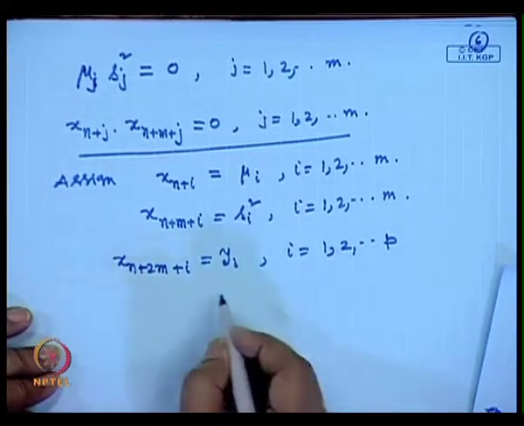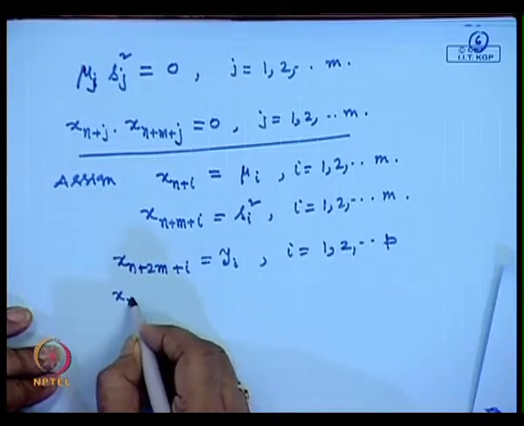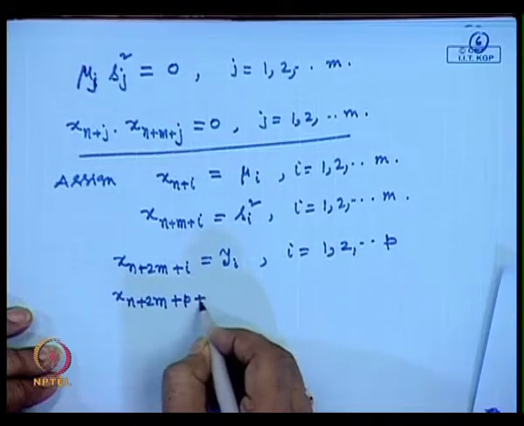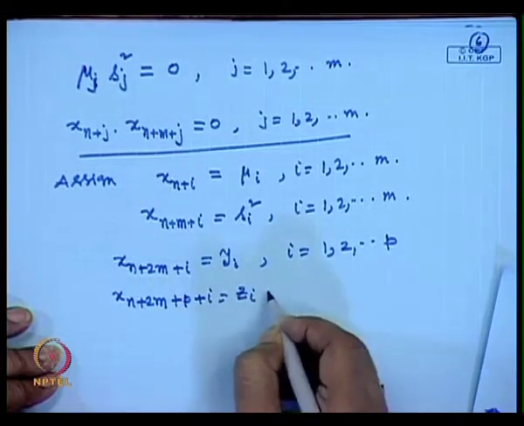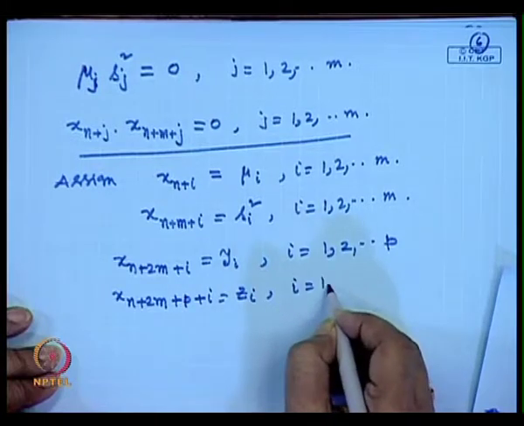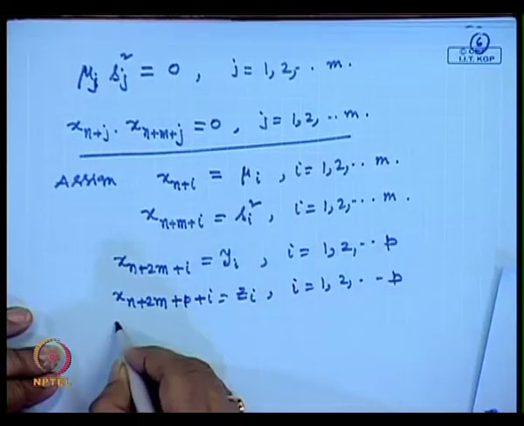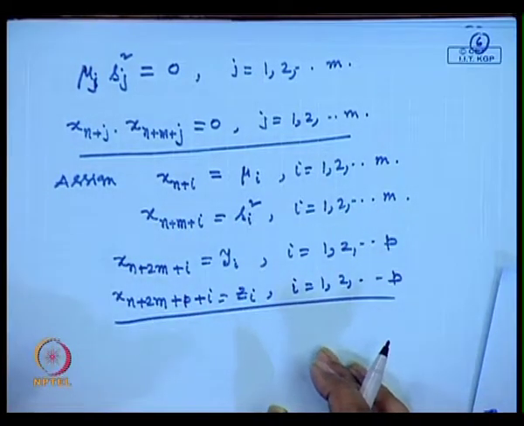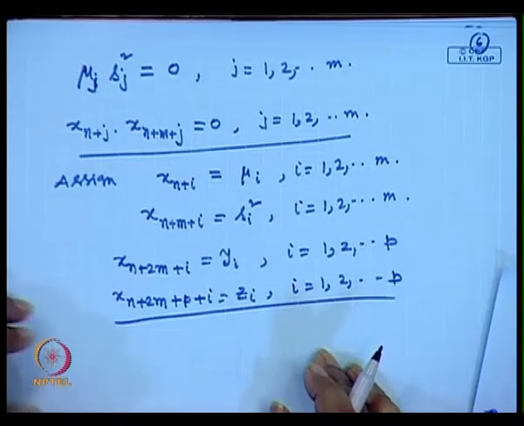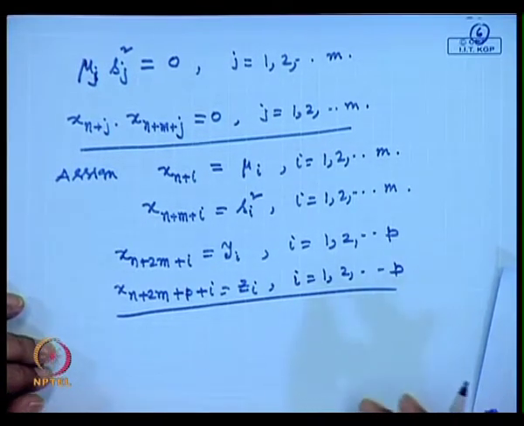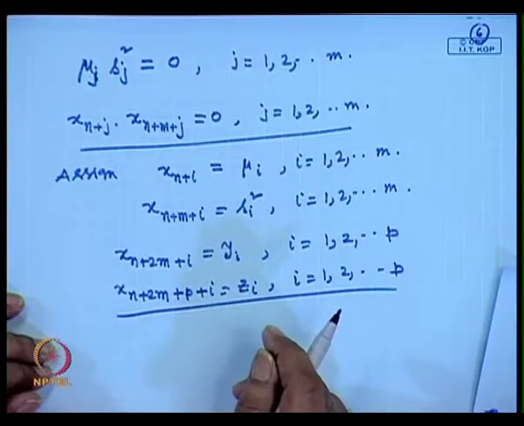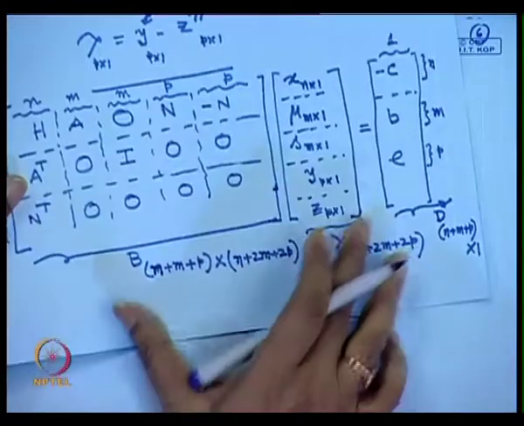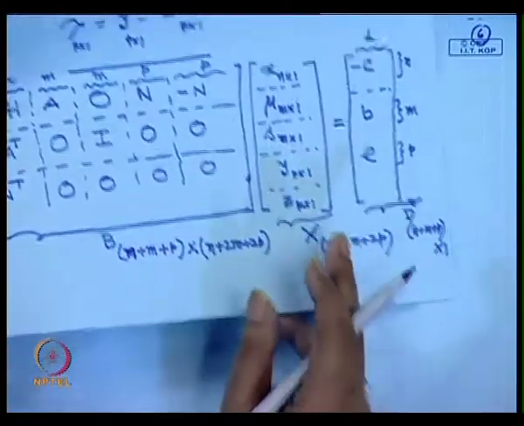Agree? So, next we can write that x n plus twice m plus p plus i is equal to z i, and i is equal to 1, 2, dot dot p. So, these are the variables we have defined in place of mu, s, y and z. Okay. So, our problem now boils down to solving what is called a linear equation; this linear equation we have to solve.